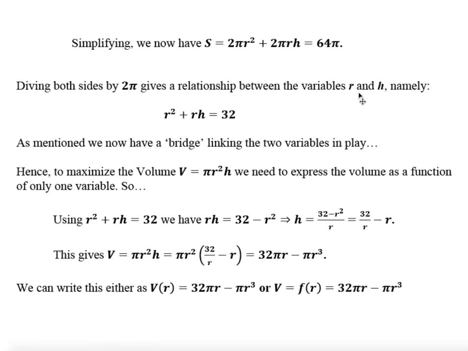So let's move on and say, okay, we have kind of an emerging bridge once again. If you sort of divide out the 2 pi, and you've got this more simplified structure, again, you've got this link between the two variables in question. In this setting, it's r and h as your two variables. And so we're trying to maximize this volume function, if you will. But here volume is a function of two variables, and that's a problem for us. So we need to express this as a function of only one variable.